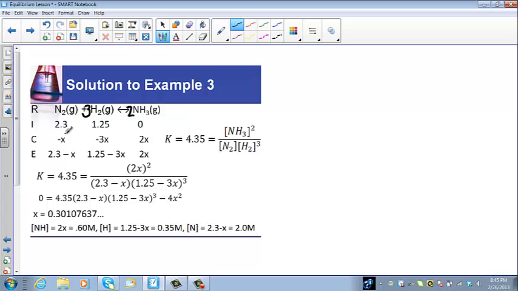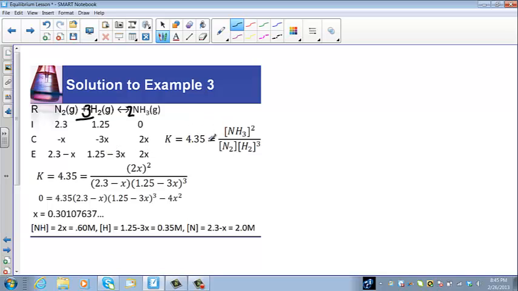Okay. So our initial concentration of N2 was 2.3. Our initial concentration of H2 was 1.25. At the start of the reaction, there is no concentration for NH3. So as the reaction proceeds, N2 disappears, minus x. H2 disappears at minus 3x because of the coefficient. And NH3 appears as 2x. At equilibrium, it's 2.3 minus x, 1.25 minus 3x, and 2x.